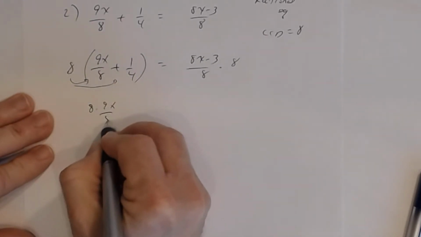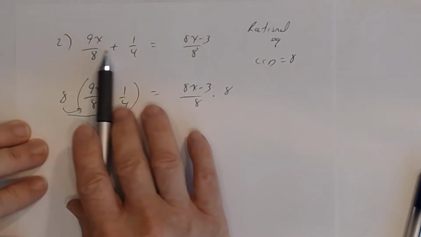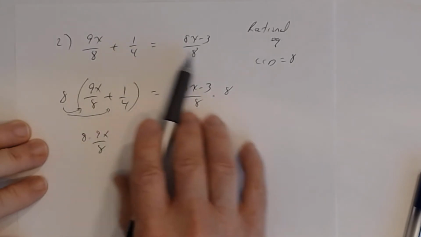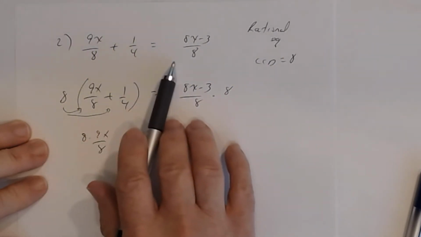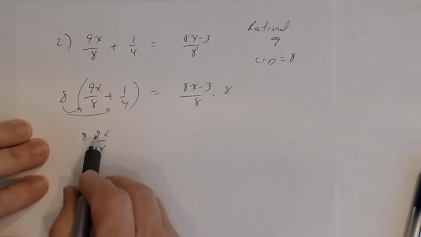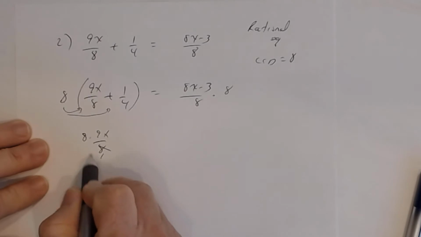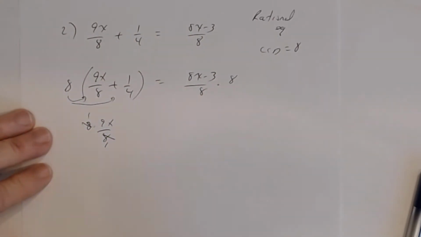Now remember, I want to remind you this. The whole point of multiplying both sides of a rational equation by the least common denominator is to get these denominators to be 1s. And notice 8 right here now becomes 1. 8 divided by 8 is 1. 8 divided by 8 is 1. That's the whole reason why you multiply by the LCD.